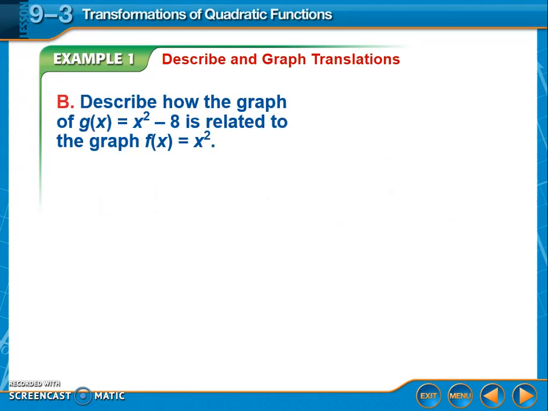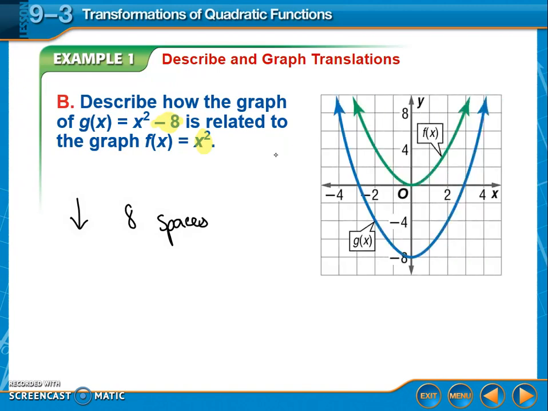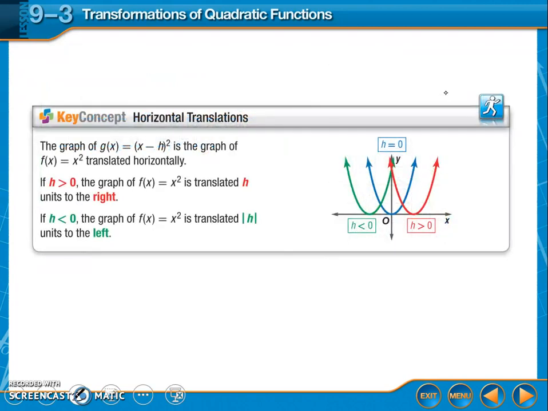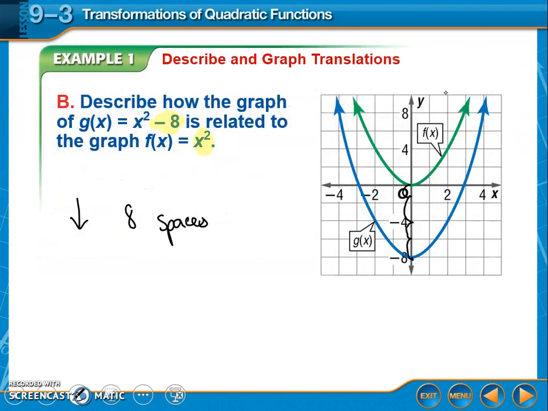And the same thing, if I start out with x squared, and then I have x squared minus 8, subtracting 8 from x squared will move the graph down 8 spaces from the x squared. So if we start out with this regular one here, and then I move it down 2, 4, 6, 8 spaces, I get the same shape of the graph, it's just shifted down further. Okay, so those were vertical translations.